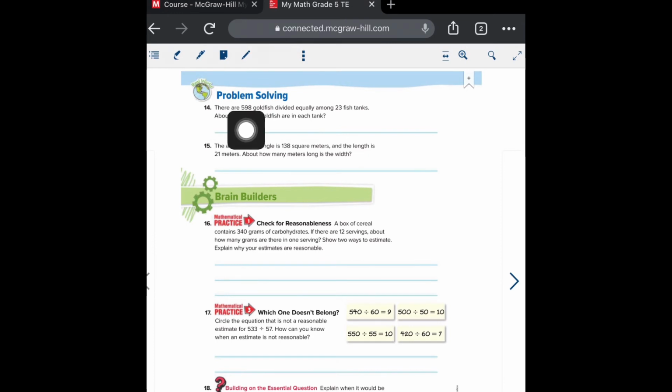There are 598 goldfish divided equally among 23 fish tanks. How many goldfish are in each tank? And notice it says about. Okay, so we need to estimate.